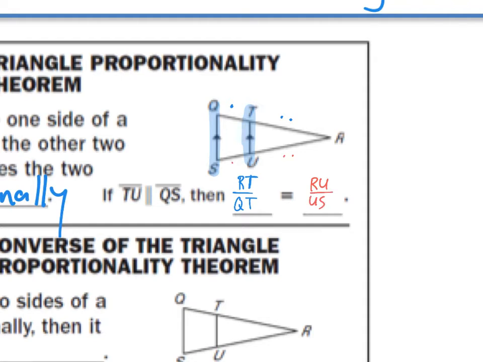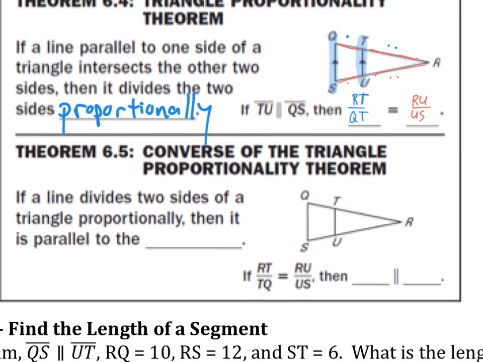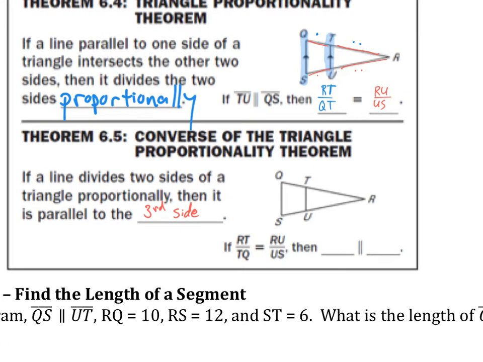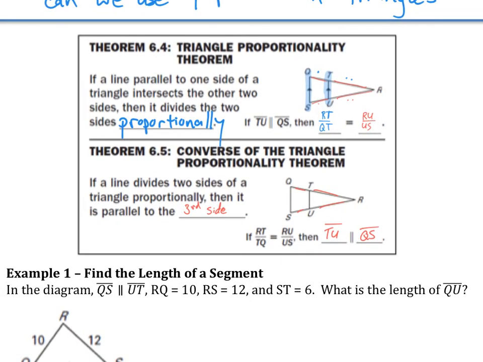Again, RU over US. So on the top side, it is the long part over the shorter part equals the long part over the shorter part. And that's only when there's a parallel line going through the triangle. And theorem 6.5, the converse of the triangle proportionality theorem, says that if a line divides two sides of a triangle proportionally, then it is parallel to the third side. So in this example, if we know that RT over TQ equals RU over US, then we know that segment TU is parallel to segment QS. So those two things go hand in hand. Parallel lines imply the sides are proportional. The sides being proportional would mean that the lines are parallel.